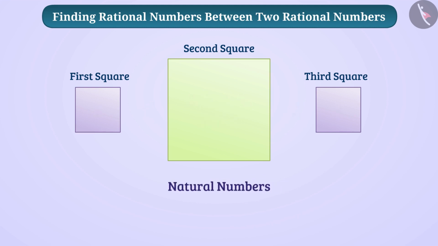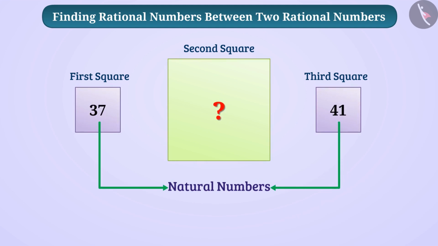If the natural numbers in the first and third square are 37 and 41, then what natural numbers can be written in the middle square? Think. Absolutely correct. In this square, we can write natural numbers like 38, 39 and 40. Apart from these, no natural number can be written. Similarly, there are fixed natural numbers between any two natural numbers.